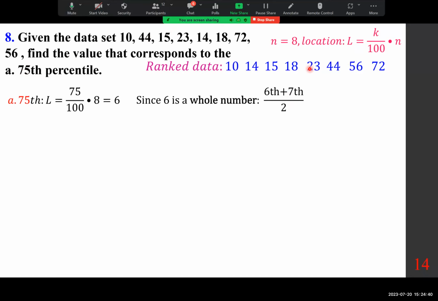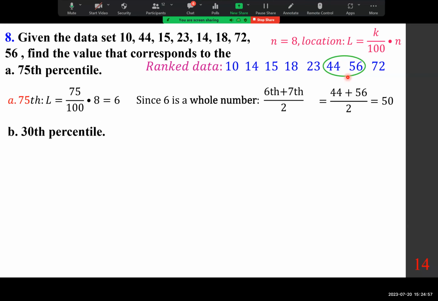1, 2, 3, 4, 5. This is the 6th one. This is the 7th one. And they add them up. 44 and 56, they divide by 2. 100 divided by 2 is 50.